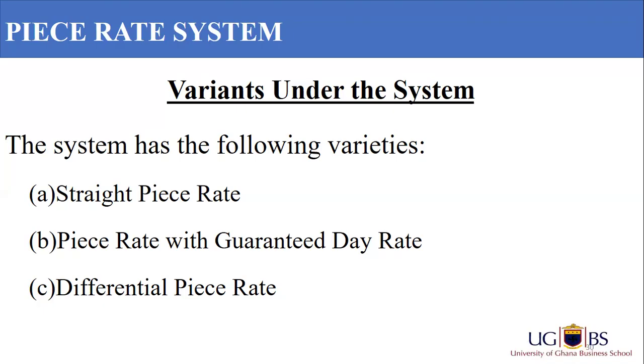Then the differential piece rate. This is more like each and every quantity you produce, there's a particular rate attached to it. So let's say when you produce your first 100 units, you are being paid 2 cedis. Your second 100 units, you are being paid 4 cedis. Your third 100 units, you are being paid 5 cedis. Right? So that's how the differential also works.